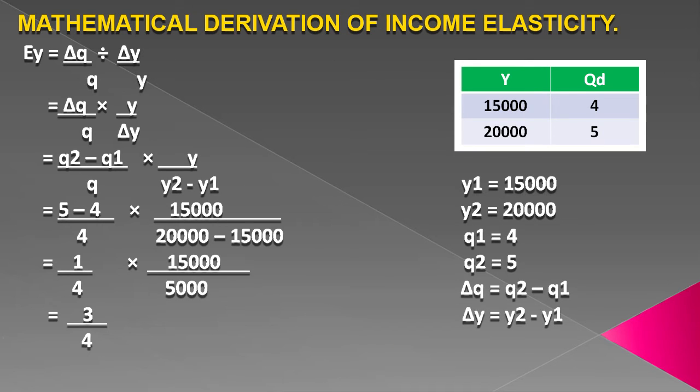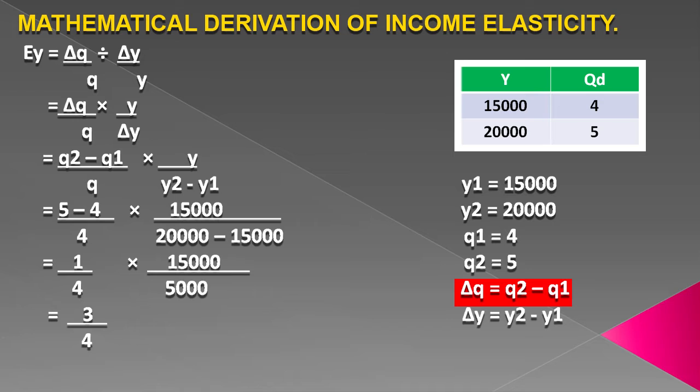Mathematical derivation of income elasticity. We can derive income elasticity with the help of this table. According to the table, in the first column, income is given. In the second column, quantity demanded is given. Income is 15,000, quantity demanded is 4. Income is 20,000, quantity demanded is 5. Now, according to our table, Y1 equals 15,000, Y2 equals 20,000, Q1 equals 4, Q2 equals 5.